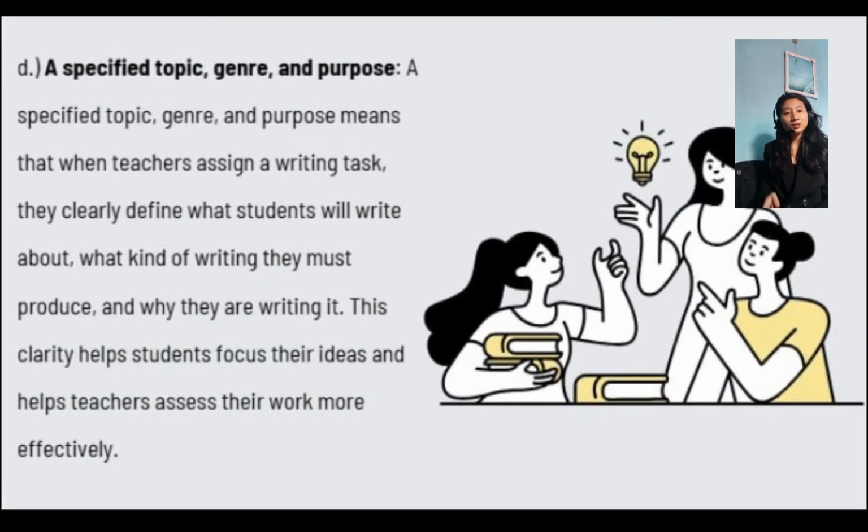So next is a specified topic, genre, and purpose. In this, before giving the task, the teacher should be specific and explain what the students should do through instruction. For example, the topic given to the students is to make a story. In making a story there are plot, setting, and characters. So the teacher should give a specific topic, for example, a mother's love.